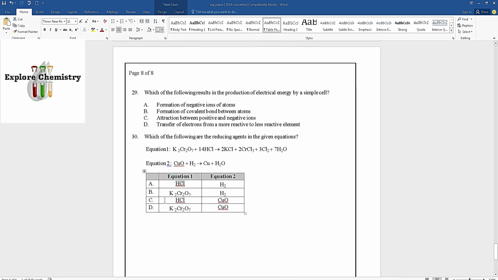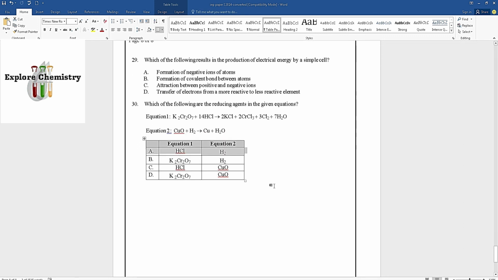Let's identify in equation 2. In equation 2, hydrogen's oxidation state is changing from 0 to plus 2, and this is oxidation. From 0 to plus 2, increase in oxidation number, the process is oxidation, so hydrogen is the reducing agent. So option A is the correct answer. Over here H2 is the reducing agent and here HCl is the reducing agent. Whenever you need to find oxidizing and reducing agents, you must calculate oxidation states.